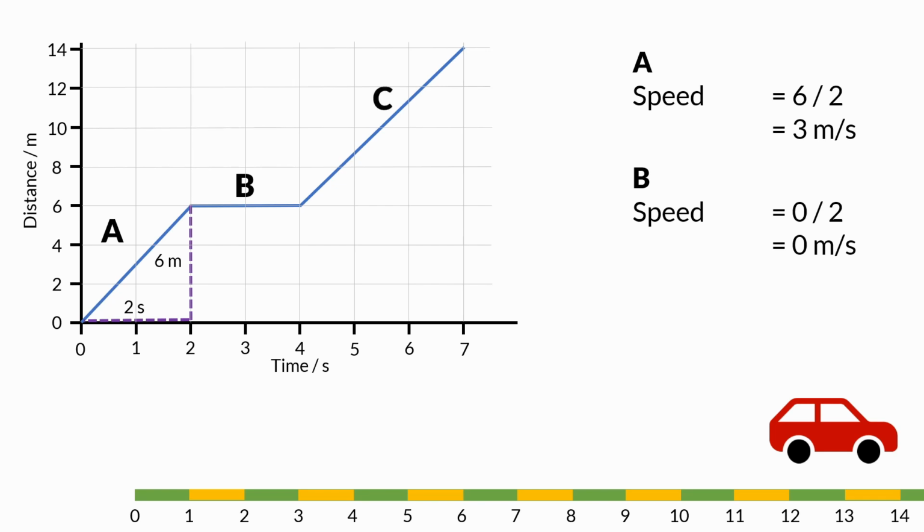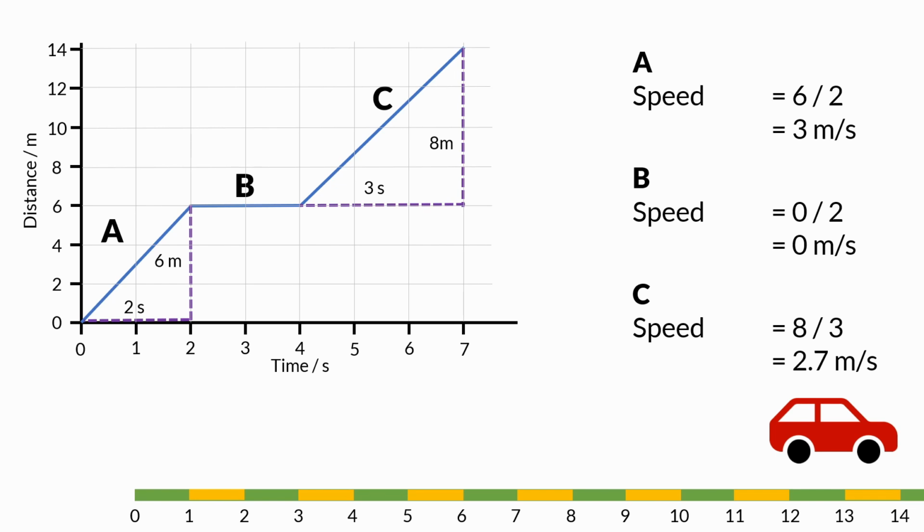For section C, well, our rise is from 6 up to 14, which is 8 meters. Our run is from 4 seconds up to 7 seconds, which is 3 seconds. So our speed is 8 over 3, which is 2.7 or 2.67 meters per second. Notice the average speed of this journey is exactly the same as before. It took 7 seconds to travel 14 meters. But clearly there's an awful lot more detail that can be discerned from this graph.